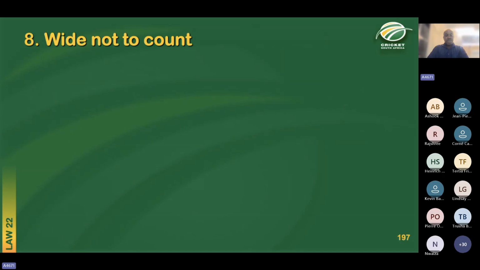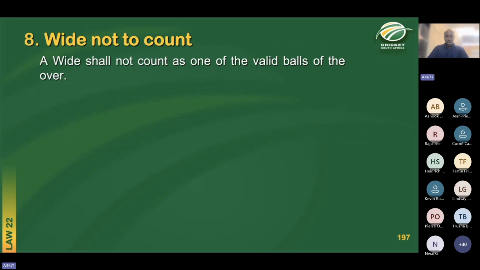Does a wide count as a legal delivery in the over? I'm sure we all know it does not count as one of the valid balls of an over and needs to be re-bowled. Can a batter be out from a wide? Yes.